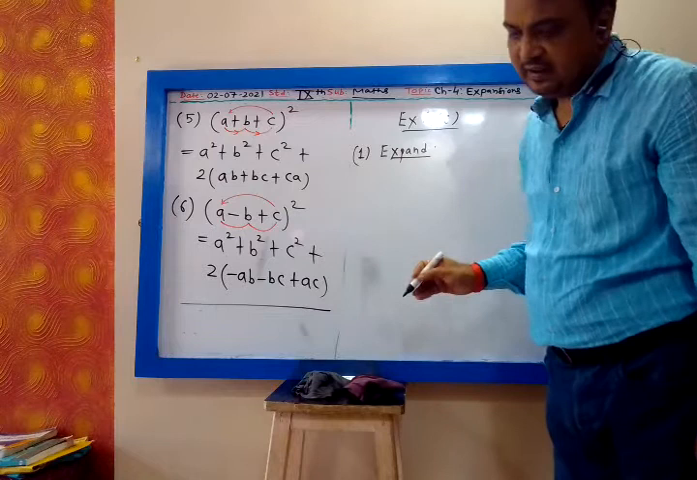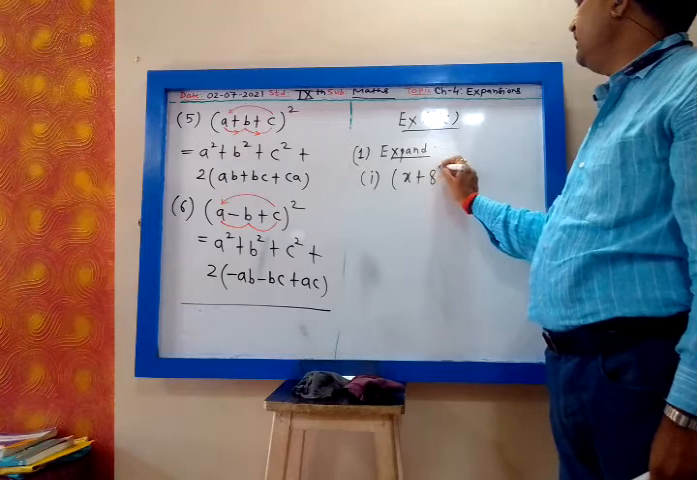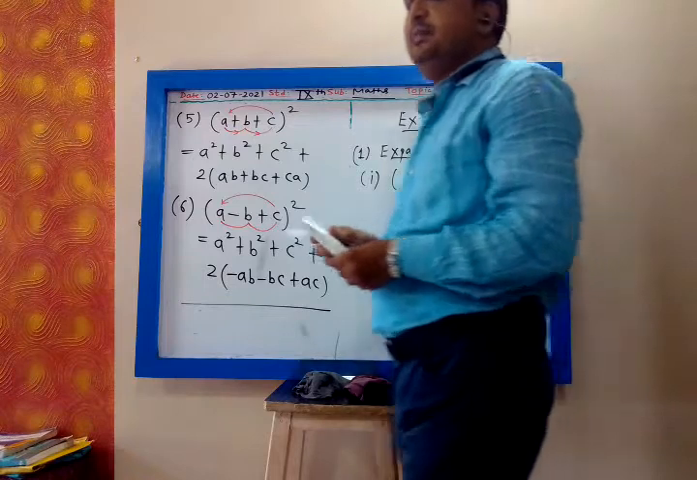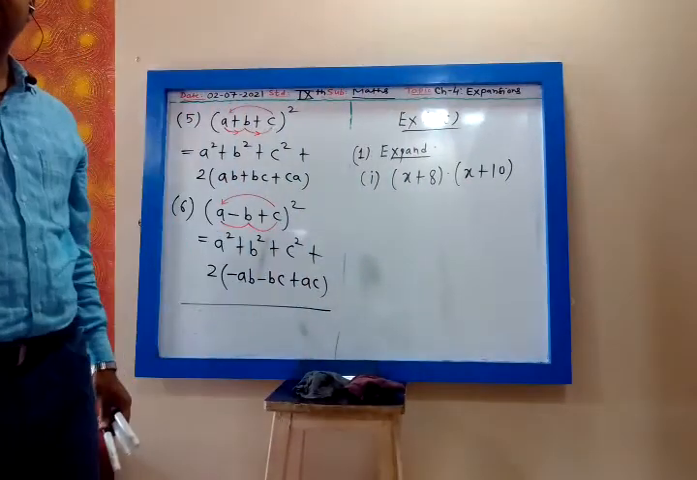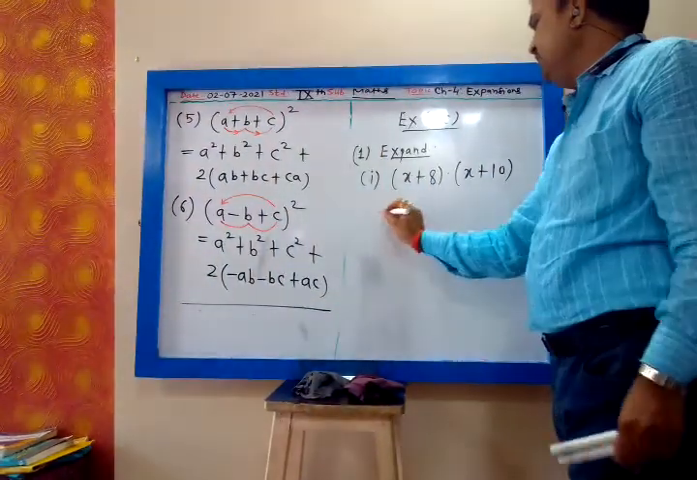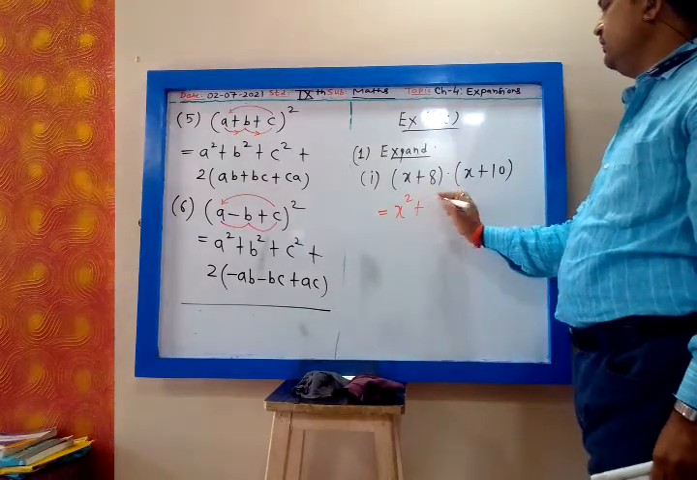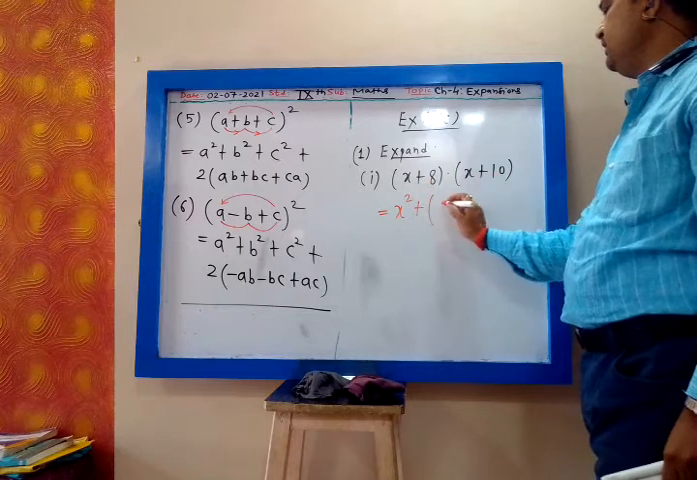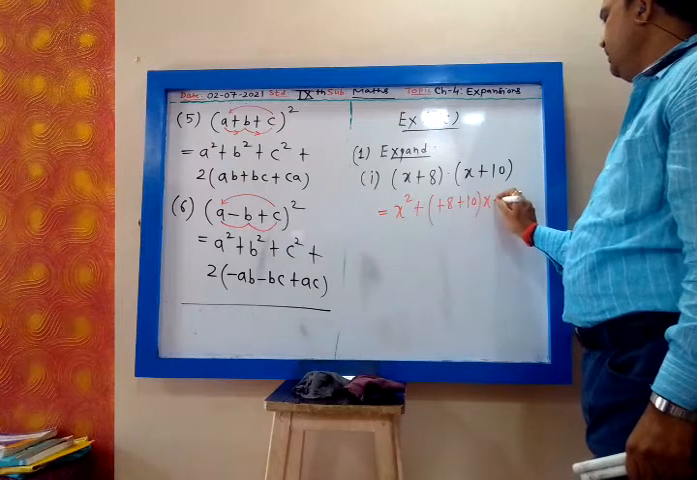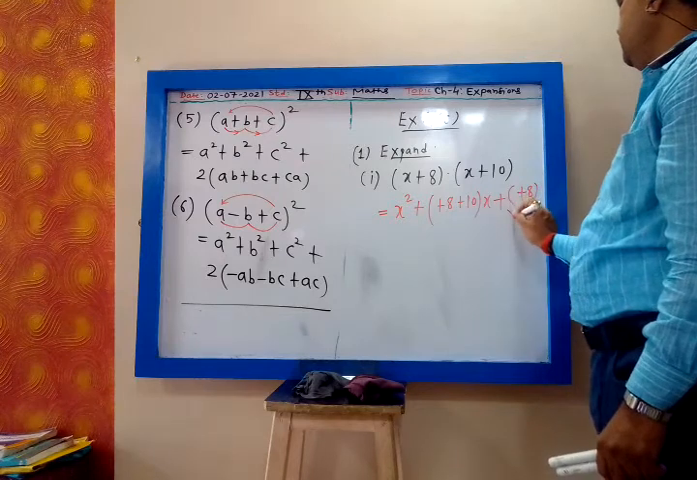In that, first, (x plus 8) into (x plus 10). Again I am telling you, that will be x square, x into x. Then in between you add the numbers. What is that? Plus 8 plus 10 into x. Plus, last, you multiply the numbers with their usual sign, that is plus 8 into plus 10. That's all.